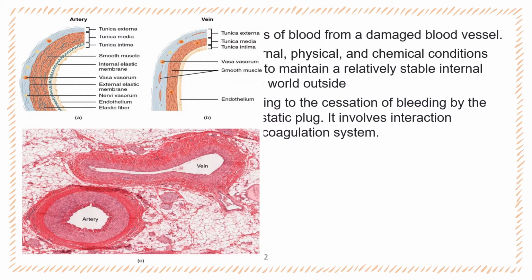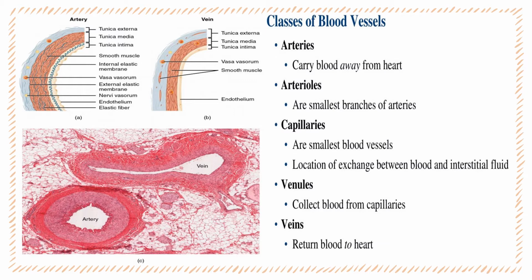I will remind you about the structure of the vessel. The three main layers you must remember. First layer is tunica externa. Second layer is tunica media. Third layer is tunica interna. Also, the classification of blood vessels you must remember as well. They are divided into arteries, arterioles, capillaries, venules, and veins.